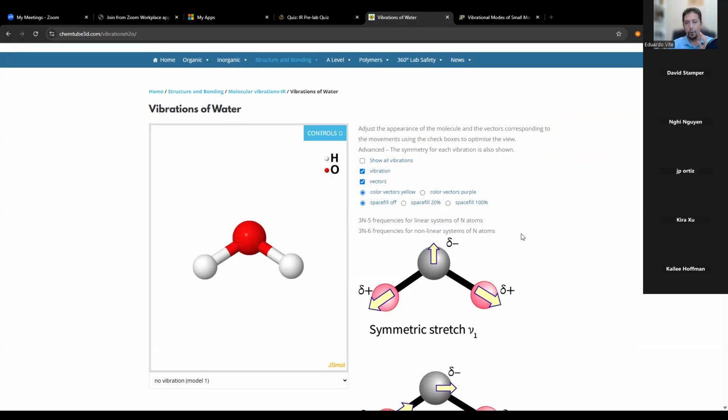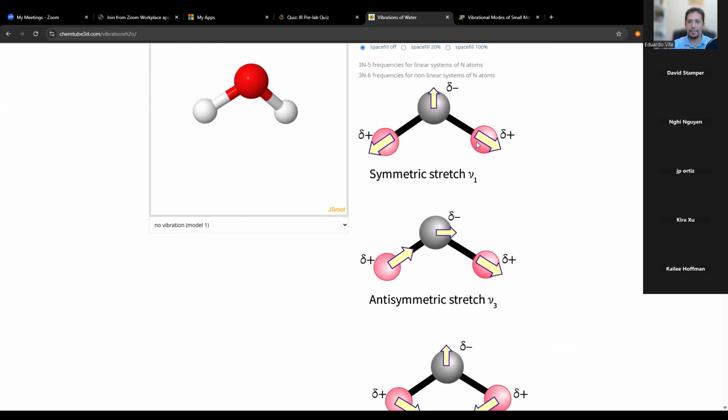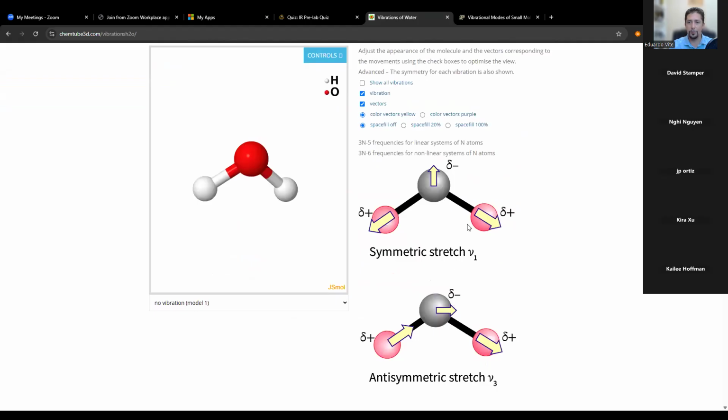Alrighty. So this is water, and this website is called ChemTube3D. Very useful. Highly recommend that you go and look around. They have a lot of 3D structures that you can actually look at, rotate, play around with, things like that. So here I have a water molecule. And you see here on the right, there's the three different stretches that are visible in IR spectroscopy.